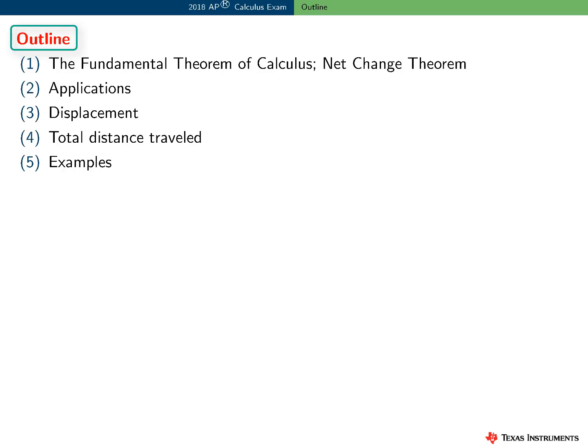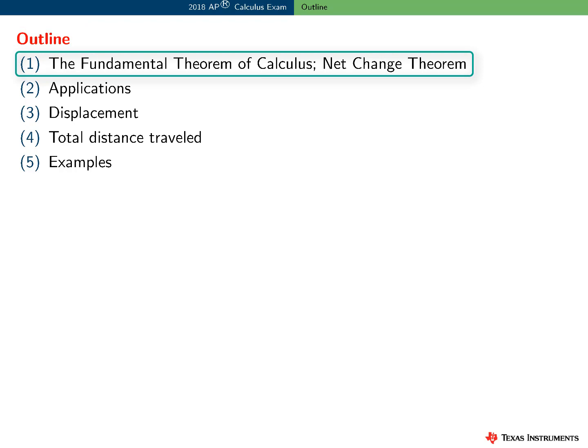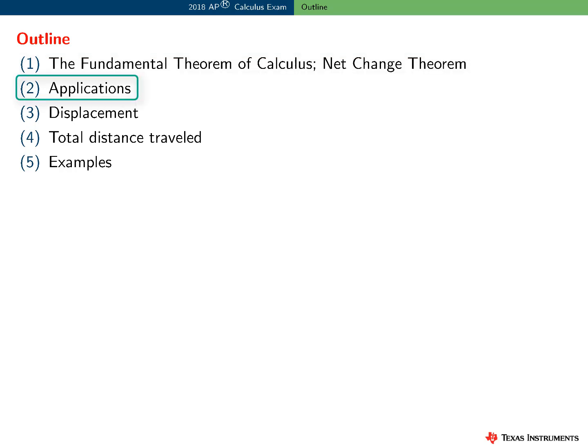Here's an outline of the information presented in this video. I'll start with a quick review of the Fundamental Theorem of Calculus Part 2 and present a practical interpretation that leads to the net change theorem. I'll talk about several applications of the net change theorem and some that we've seen on recent AP Calculus exams. And then I'll discuss in greater detail two important applications involving particle motion: displacement and total distance traveled. And finally, I'll present a couple of examples.